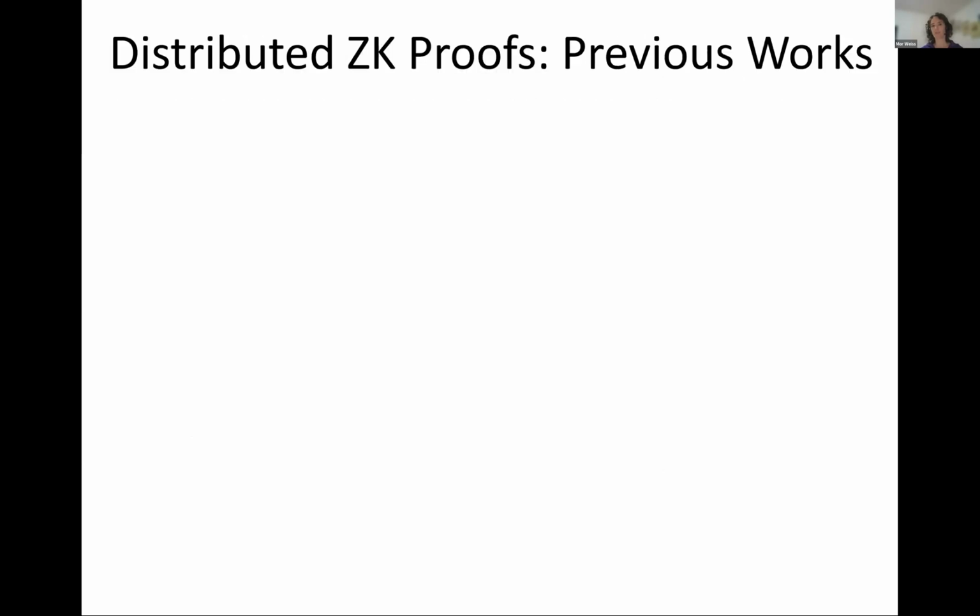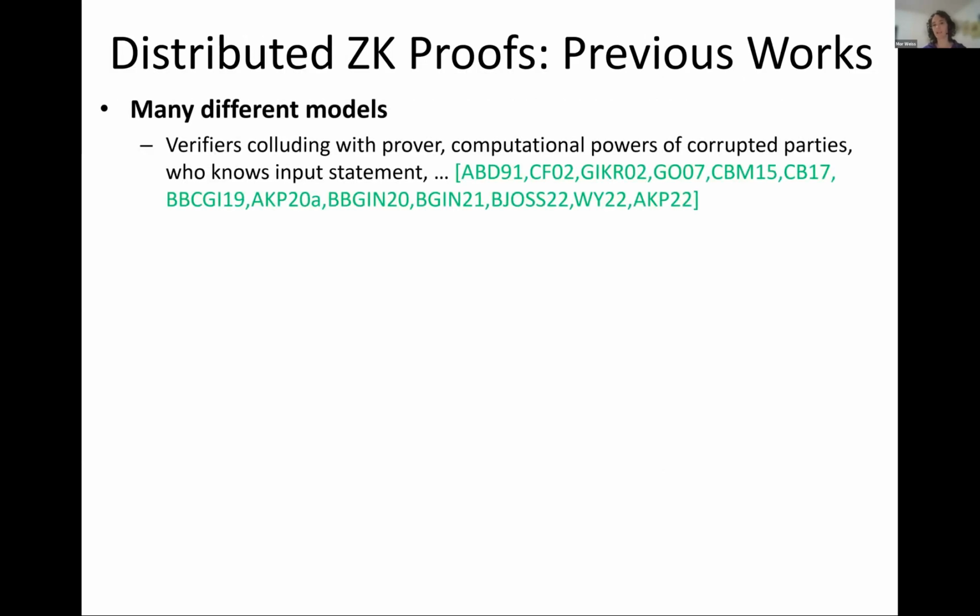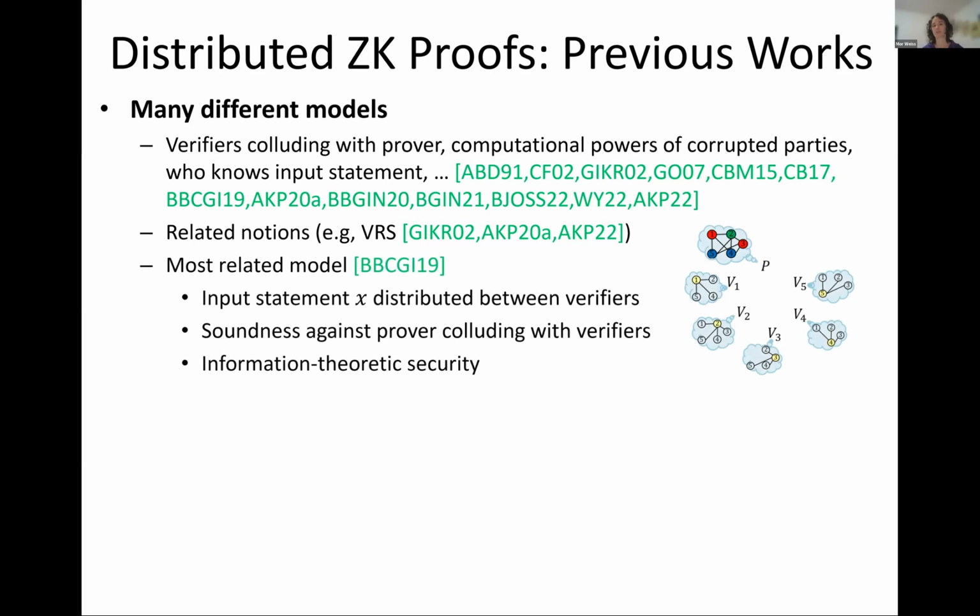So what do we know about these proofs? There have been many different works in many different models, as well as on related notions like verifiable relation sharing. The model we're working with was introduced by Bonnet et al. And in this model, the input statement is distributed between the verifiers. Soundness should hold against a prover colluding with verifiers, and we want information theoretic security. And the only difference between the Bonnet et al. model and our model is that Bonnet et al. don't consider framing, and we add the framing-free guarantee to the model.